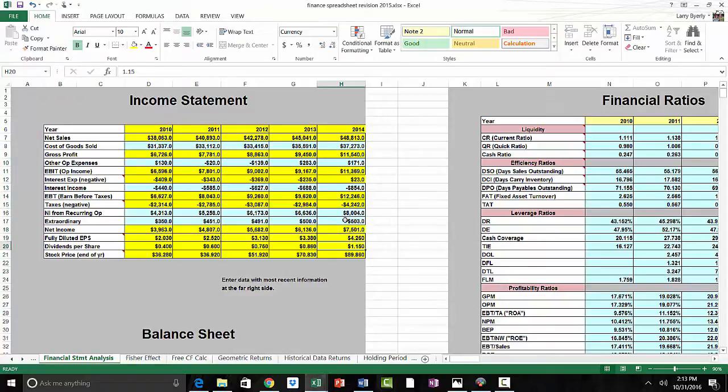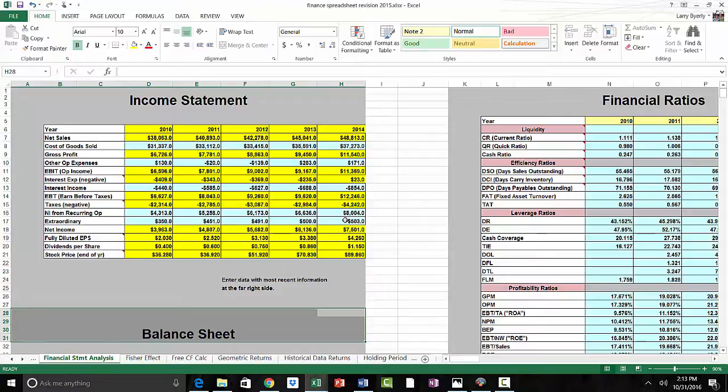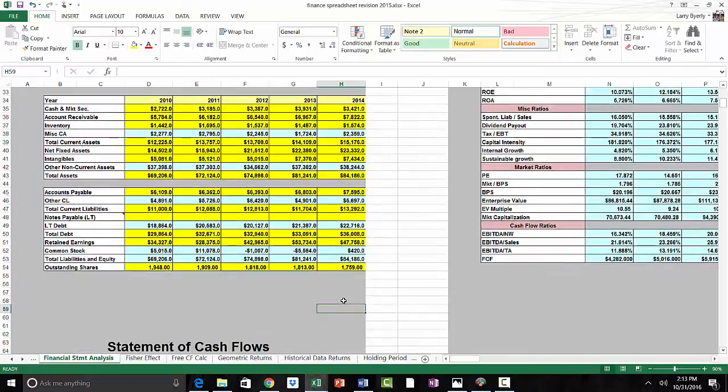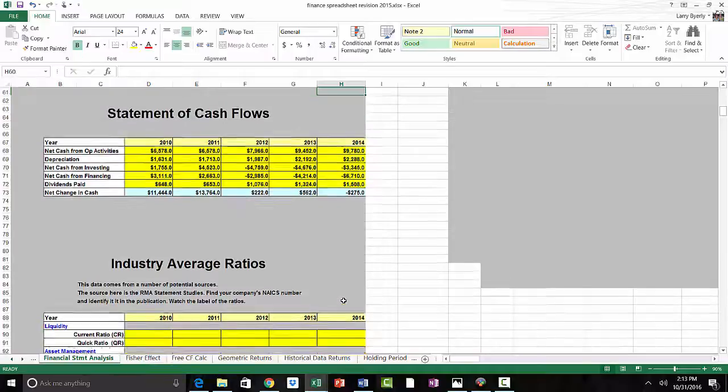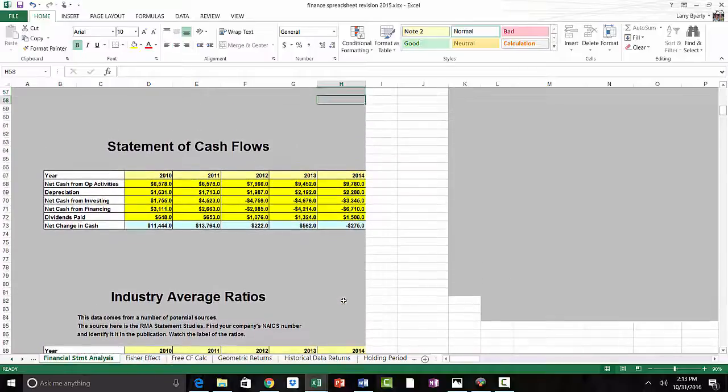Some of the information, like the stock price and the dividends, are things that you're going to gather from Yahoo Finance. You'll gather that information in some of the research activity that I ask you to do for the course. So there were 3 financial statements. There's the income statement, the balance sheet, and the statement of cash flows. We'll talk about industry average ratios in a second. Again, you're just going to put in the line items that you have there.